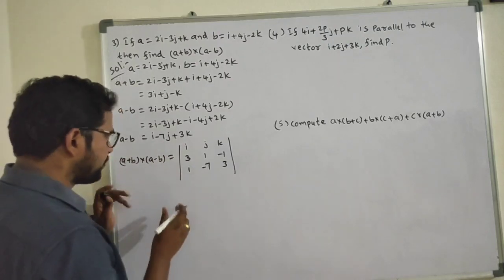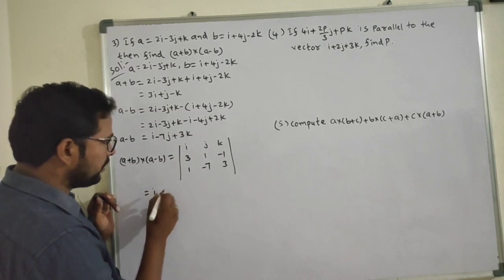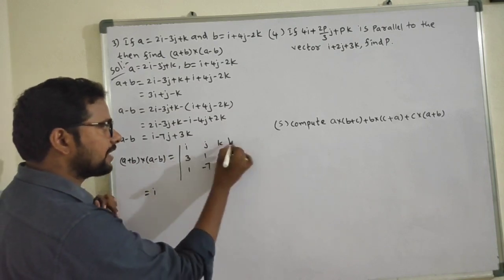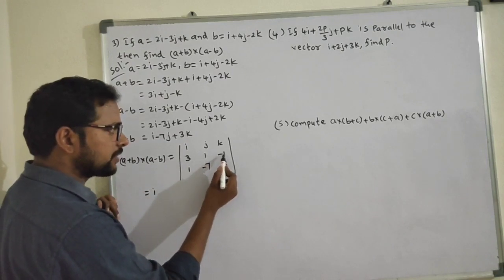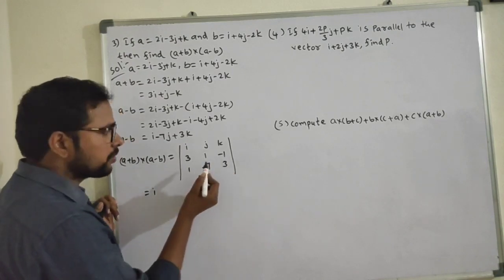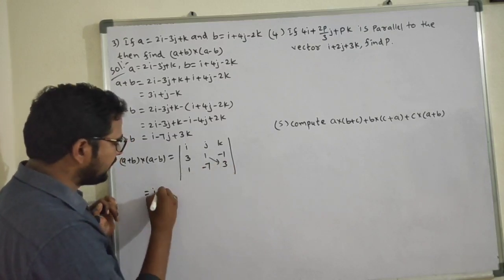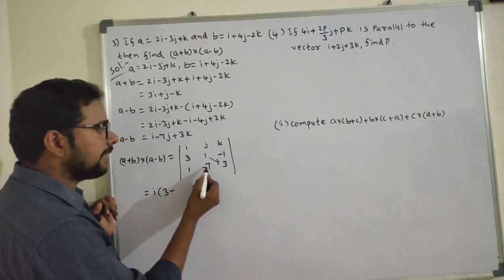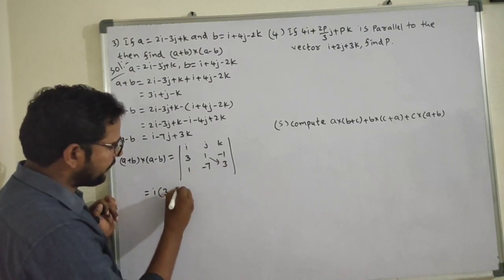Now expand the determinant. So we can write this as i into: delete the first row and first column. What remains? 1, minus 1, minus 7, 3. So AD minus BC means 1 into 3, 3, minus 7 into minus 1, plus 7. So take 7.